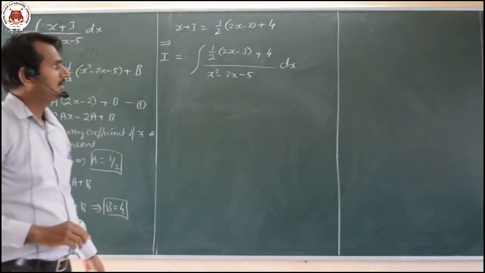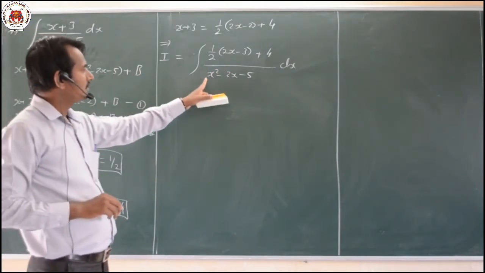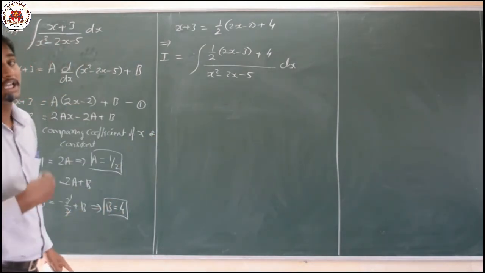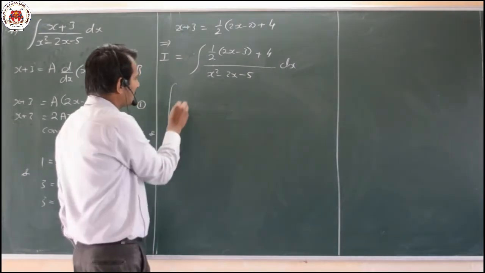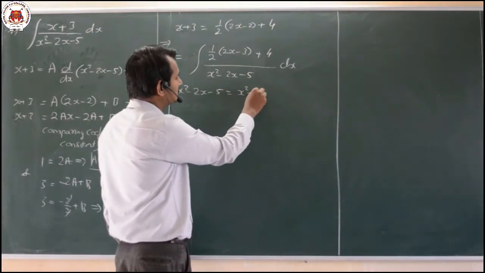Now it is a very simple thing. So before going to the problem here, we shall also find out what is the denominator value. Let us complete the square for this denominator as well. Let us see what happens: x square minus 2x minus 5 equal to x square minus 2x.